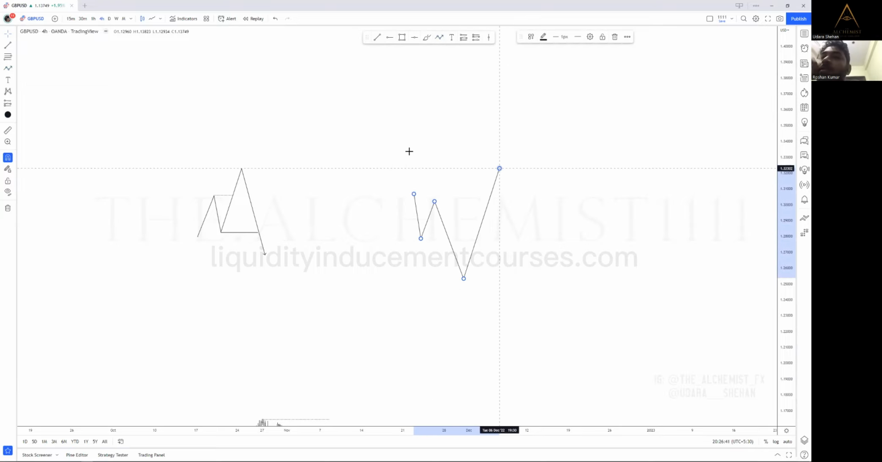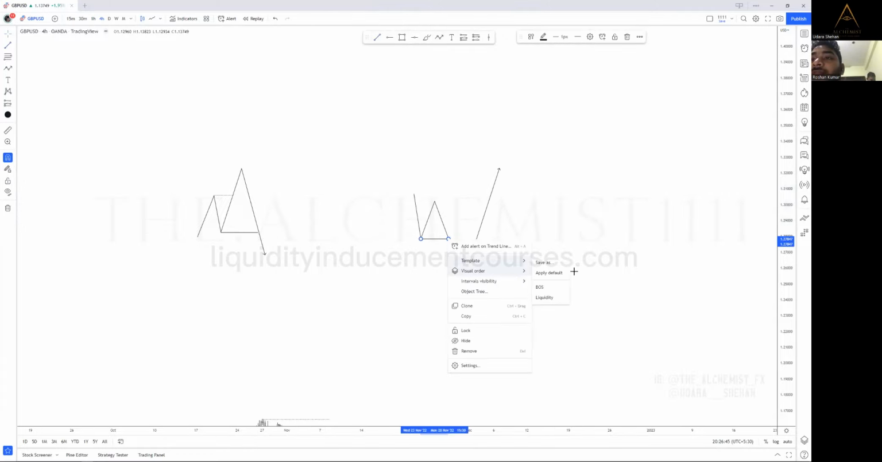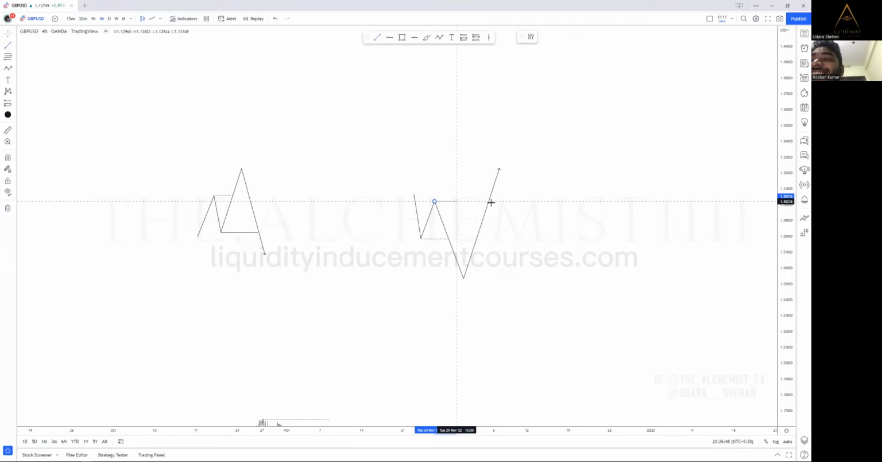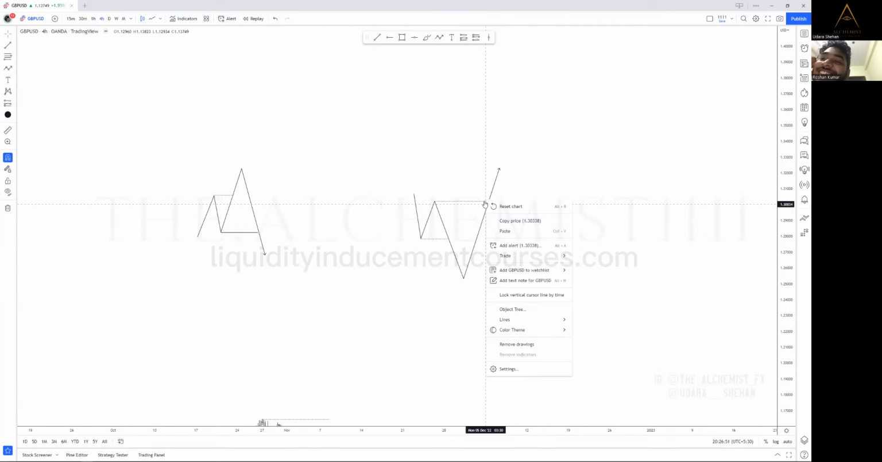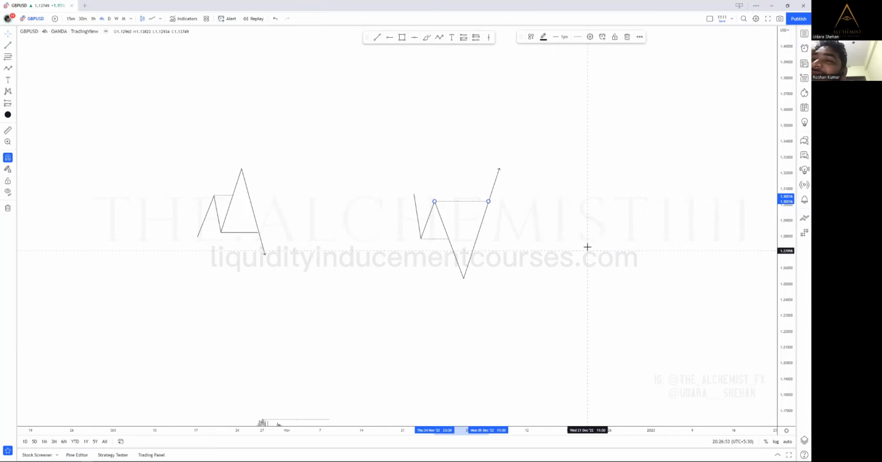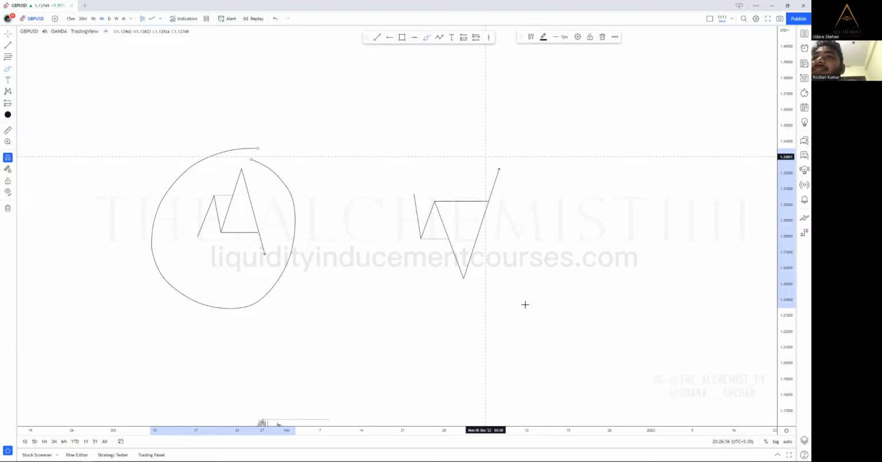Now remember, this formation is very important. Some people call this the QM, a bullish and a bearish QM. Whatever name you heard, as long as you understand the logic behind it, it's more than enough. So something like this is a strong high, and this right here will be a strong low.